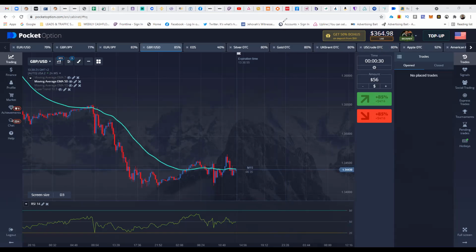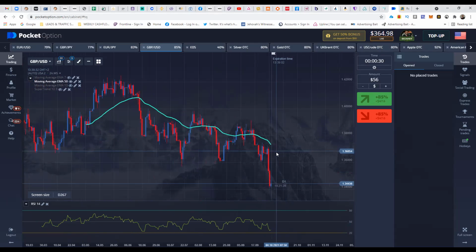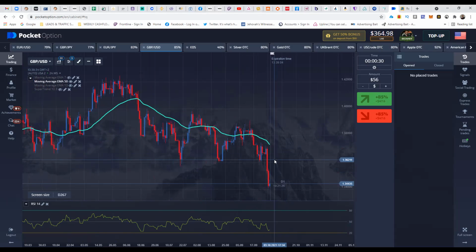So what we're going to do is we're going to mark from the daily time frame using horizontal lines and supply demand zones. Okay. And of course, a mixture of EMA indicators and market structure, break and retest.